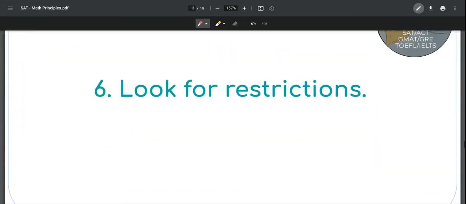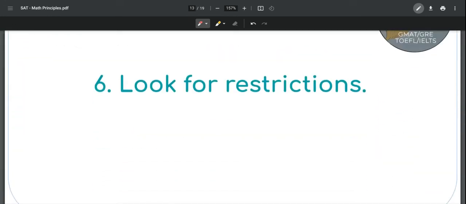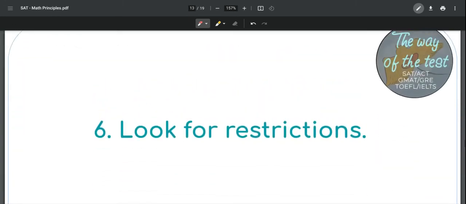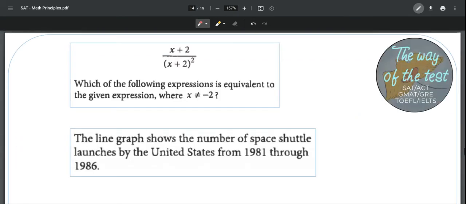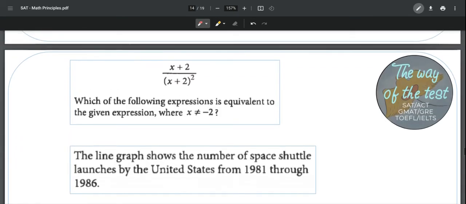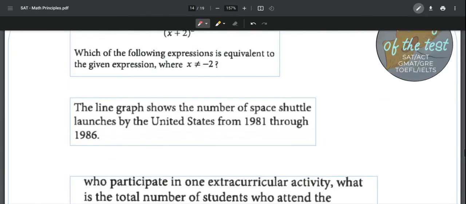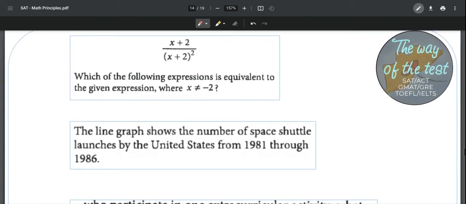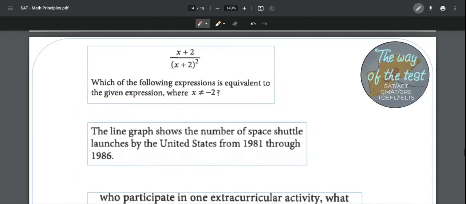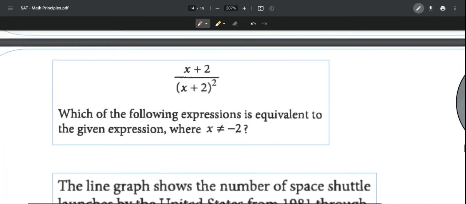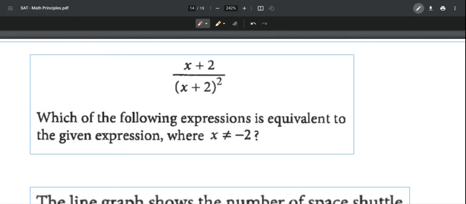The sixth principle is to look for restrictions. Restrictions are all over the place in the SAT and actually in the other exams too. So basically we have two types of restrictions: explicit restrictions and implicit restrictions. So explicit restrictions are literally restrictions that are going to be provided in the problem. So let's say x is different than -2. So you know that there's a restriction, like x cannot take this value.